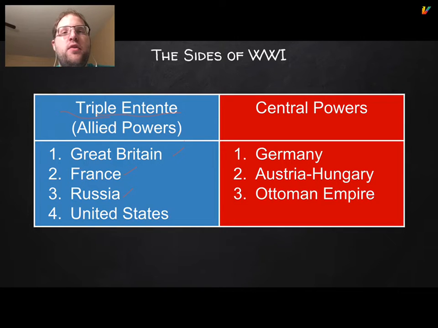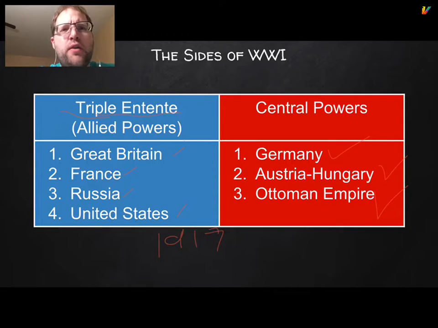And so then the United States kind of picks up where Russia left off. And so the United States gets involved in 1917 again. We said we need to know that. And then they become the Allied powers. Central powers are Germany, Austria-Hungary, and the Ottoman Empire.